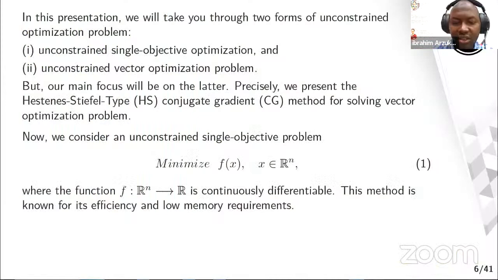As an introduction, in this presentation, we are going to consider two forms of unconstrained optimization problem. The first one is the single objective unconstrained optimization problem, and the second one is the unconstrained vector optimization problem. But our main focus will be on the latter one. Precisely, we present a Hestenes-Stiefel type conjugate gradient method for solving vector optimization problems.